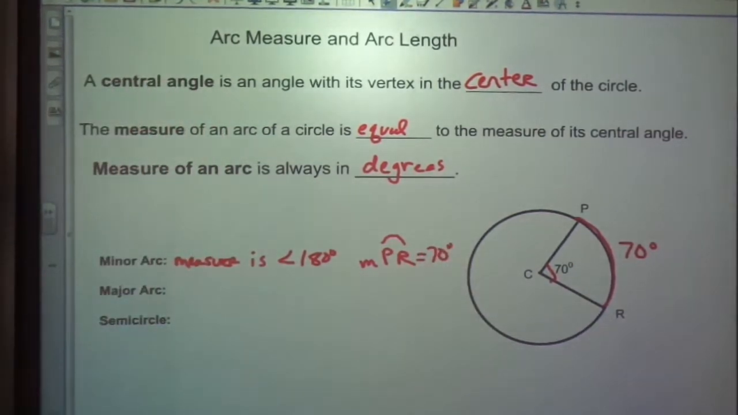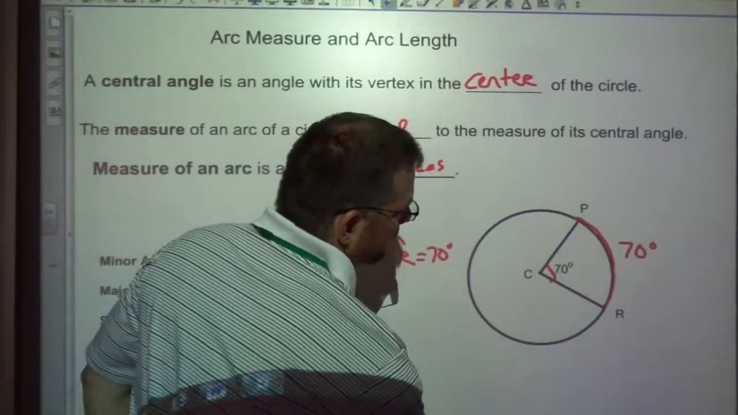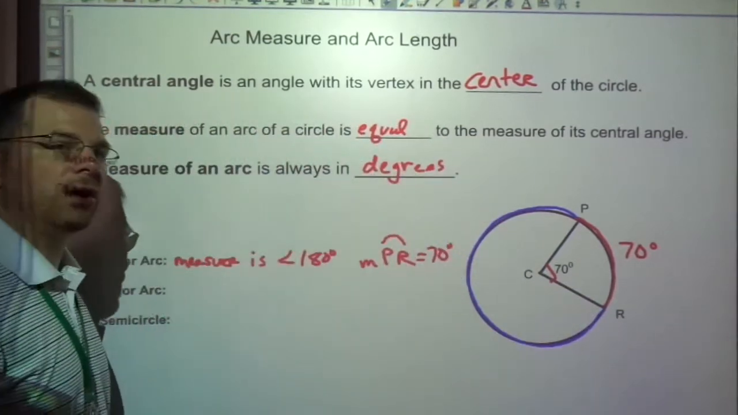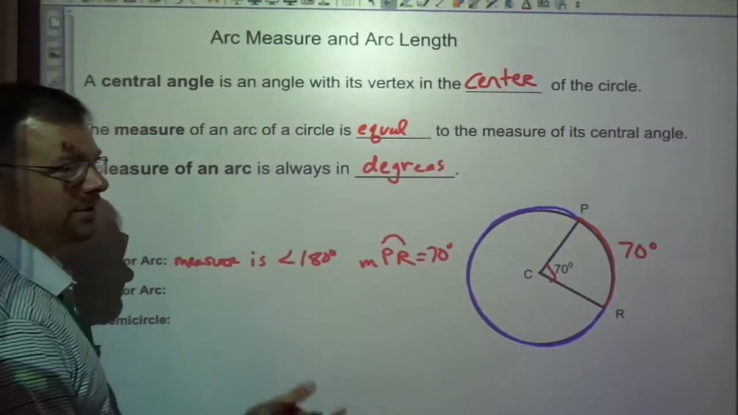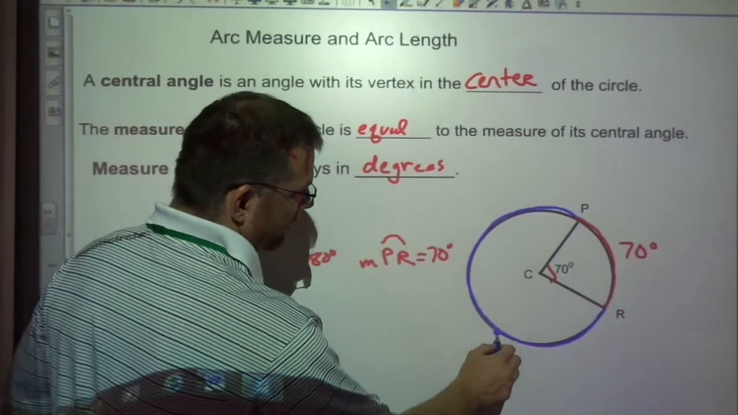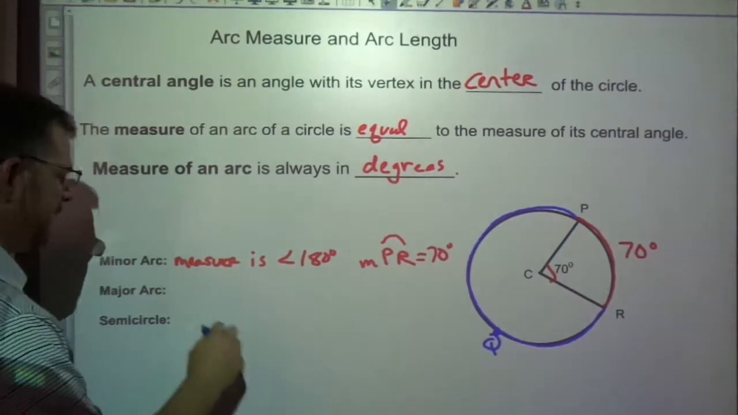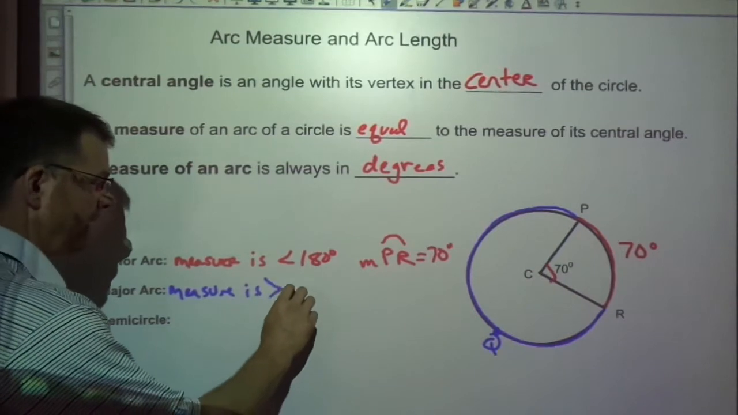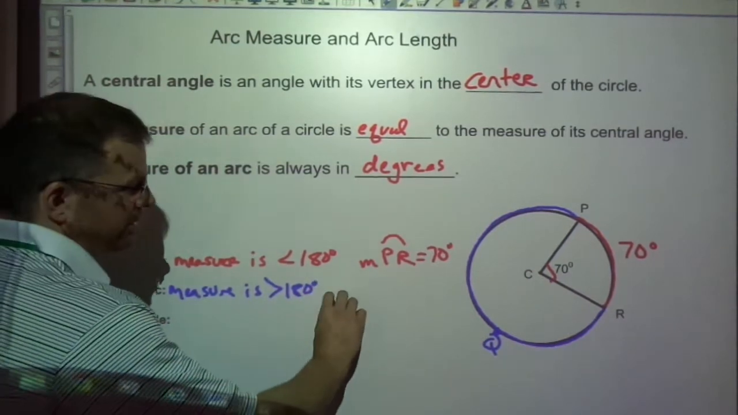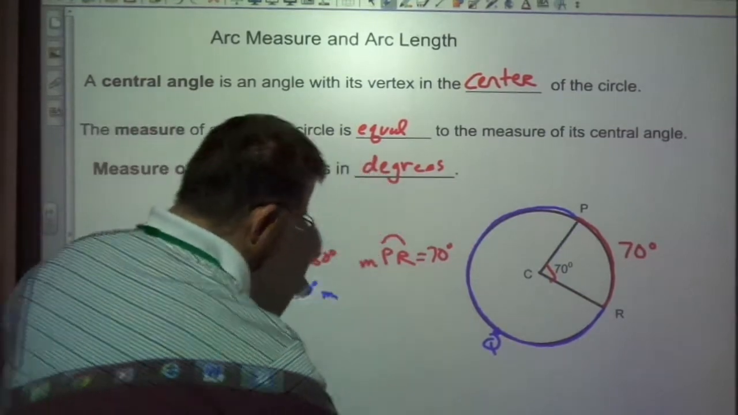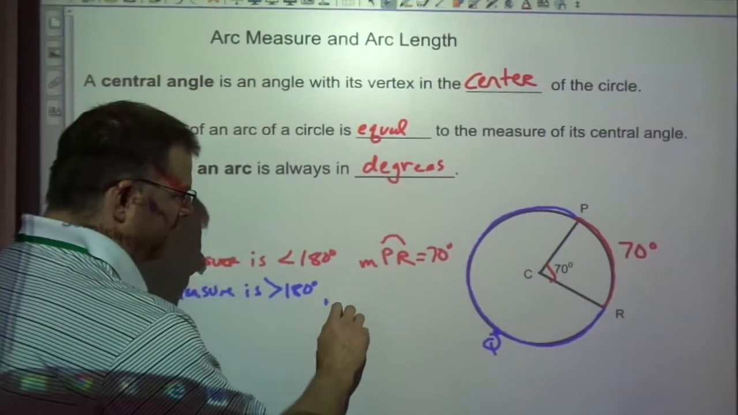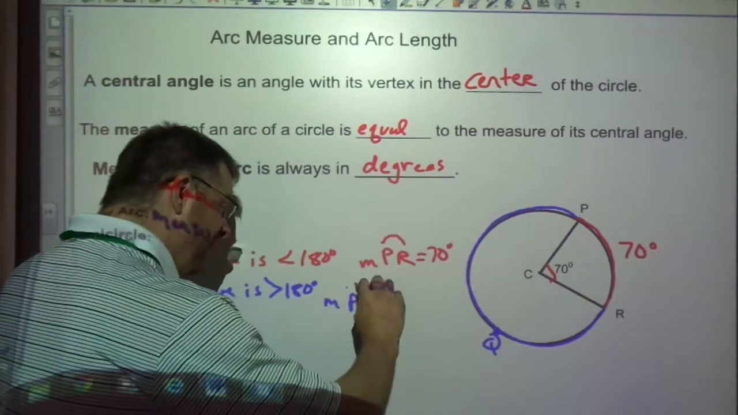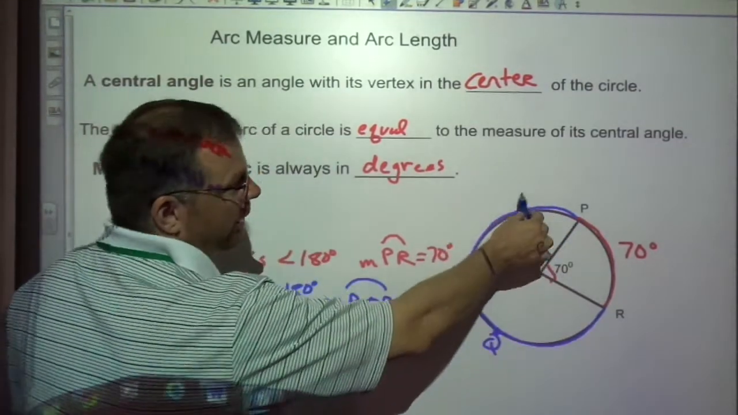Now a major arc is the part that's more than 180 degrees. The major arc is this part from P all the way around to R. But when you say a major arc, you need another point for it to go through to be able to notate that. So let's call this point Q. The measure of a major arc is more than 180 degrees, and we would always use three letters for that. We would say the measure of this major arc, P through Q, all the way to R. That tells us we're not just going the short way, we're going the long way around.